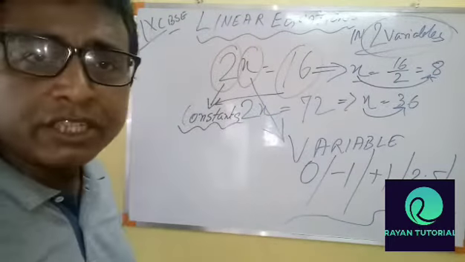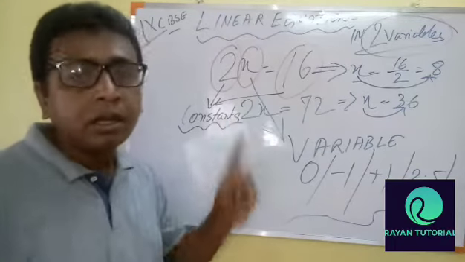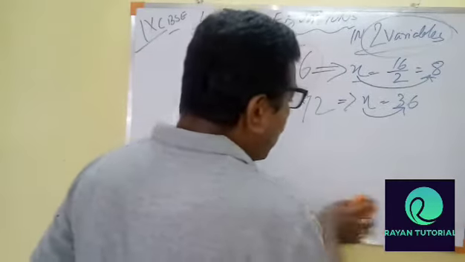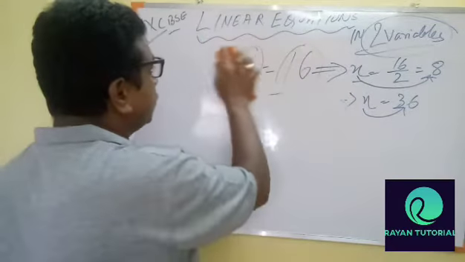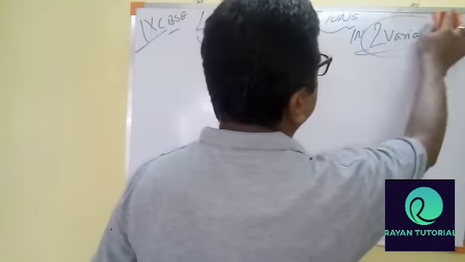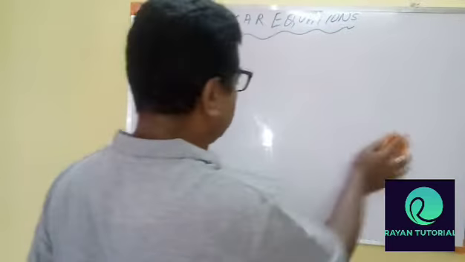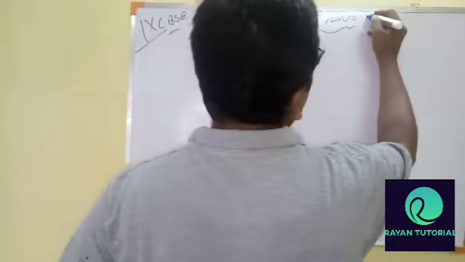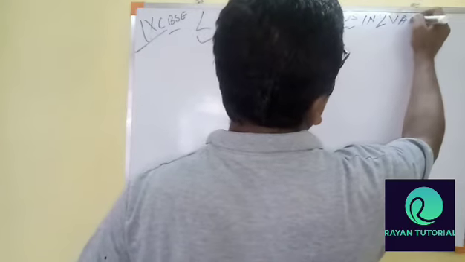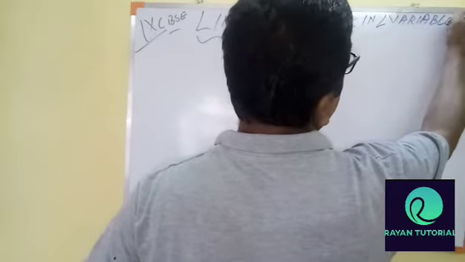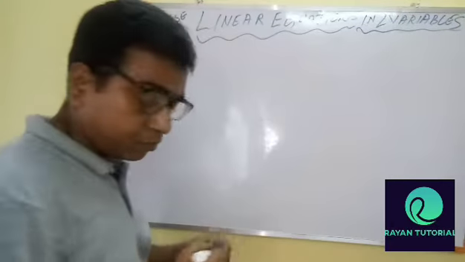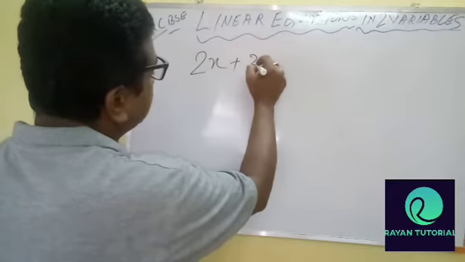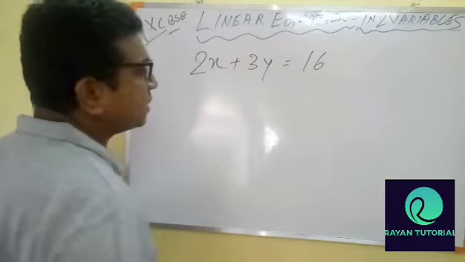Now, this equation, how many variables are there? Only one. So this is a linear equation in one variable. Now I want to make an equation where there are two variable quantities, in two variables. Okay. So I need to write, suppose, 2x plus 3y equals 16.